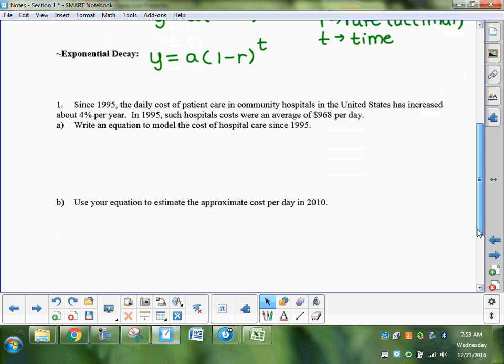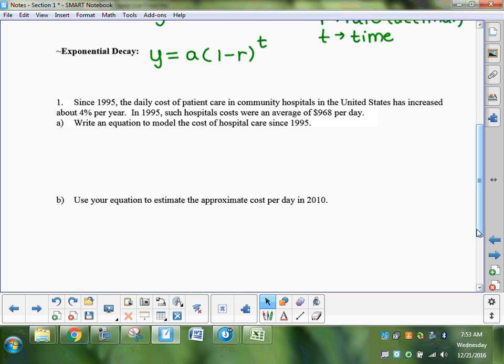Let's take a look at these questions as we go through and do them. In 1995, the daily cost of patient care at community hospitals has increased about 4% a year. In 1995, such hospitals cost an average of that amount per day. Write a model to do that. Well, it's increasing at a percent per year. So this indicates to me, is this exponential growth or decay? What is it? Growth, yeah. So I recognize right away that this is exponential growth.